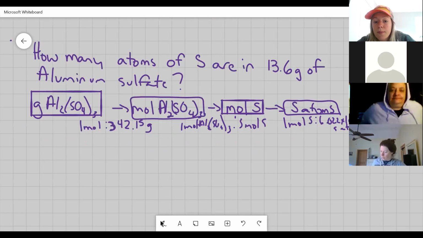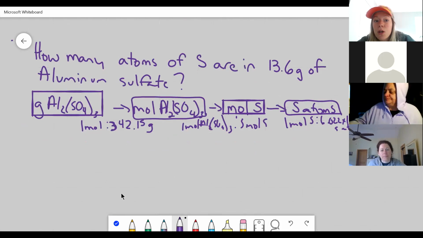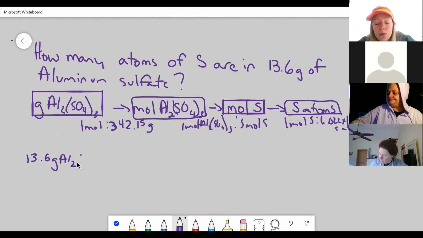Then we just set it up in dimensional analysis. Again, as you get more comfortable, you may not need to do this. You may just be able to do it all in the dimensional analysis, and that's fine. That's usually how I end up solving them, but I want to give you the background for now. So we start with our given 13.6 grams of aluminum sulfate, Al2(SO4)3. We convert into moles, and we use this relationship.